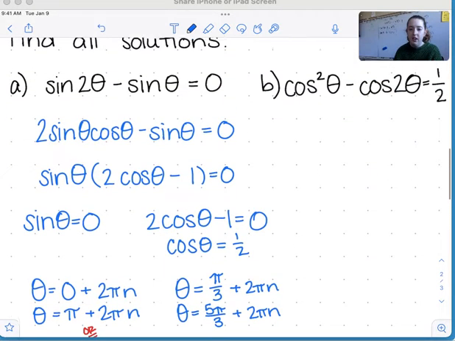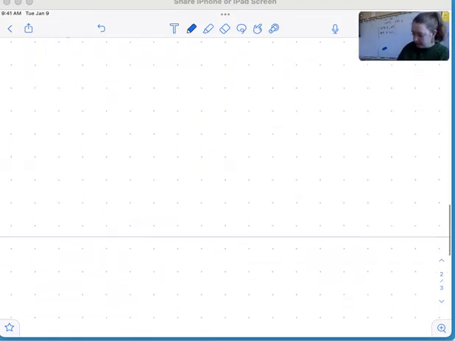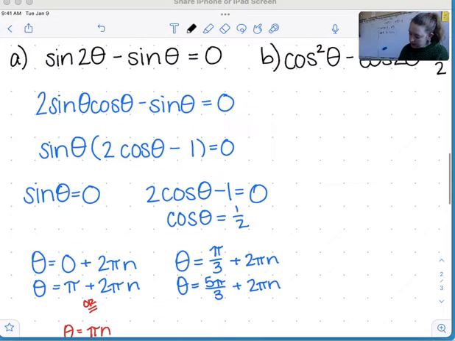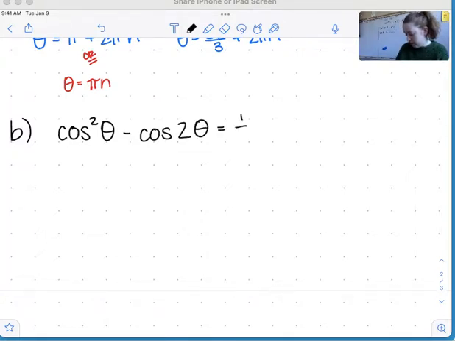Good deal. Okay, I don't really have a lot of room for b. I'm going to put b down here. So we got the cosine of 2 theta. Is it minus or plus? Minus 2 cosine. I think I have this written down wrong. Hang on. Yeah, the first one's squared. Here we go. Minus cosine of 2 theta equals 1/2. Okay.